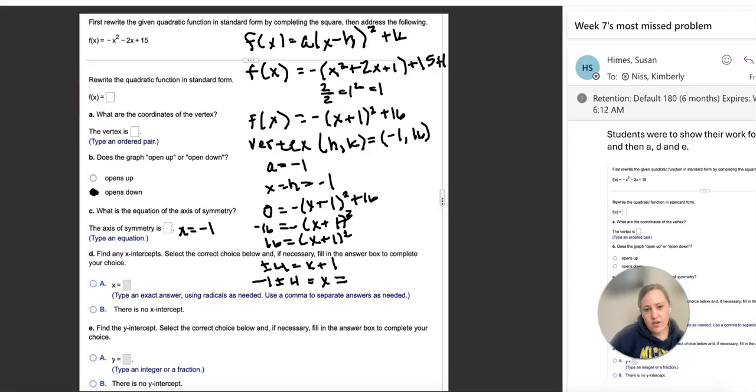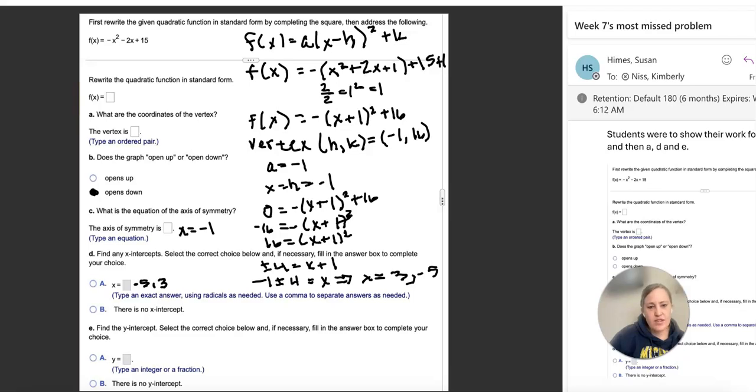So therefore, our x-intercepts are at x equals, let's see, negative 1 plus 4 is 3. Negative 1 minus 4 is negative 5. So those are our x-intercepts, at negative 5 and 3.